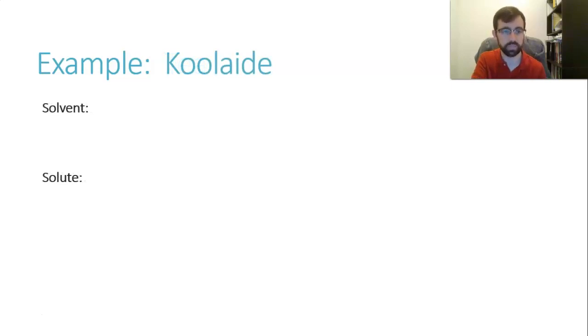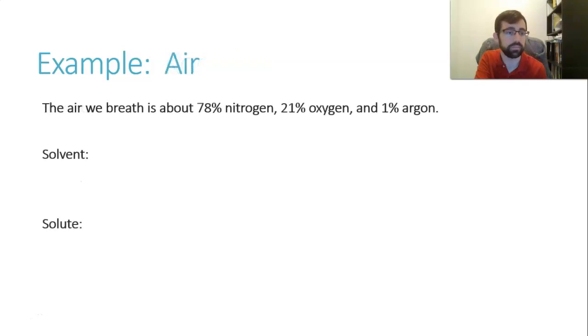Kool-Aid. Kool-Aid is made, of course, by mixing the Kool-Aid mix and maybe some sugar in with the water. What's our solvent? Again, it's water, and the solute would be Kool-Aid mix, and possibly some sugar if you buy the mix that doesn't have the sugar already in it.